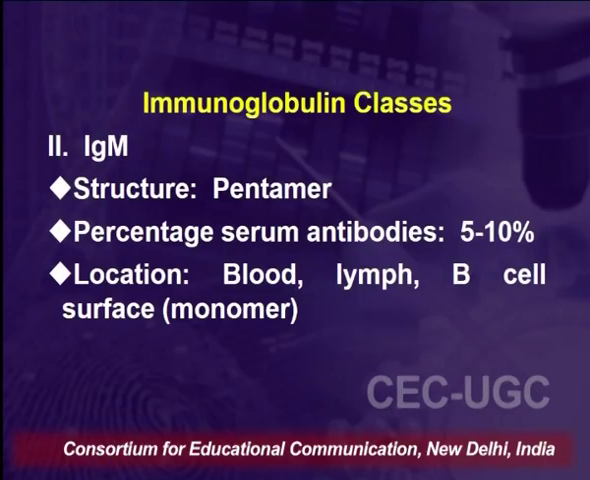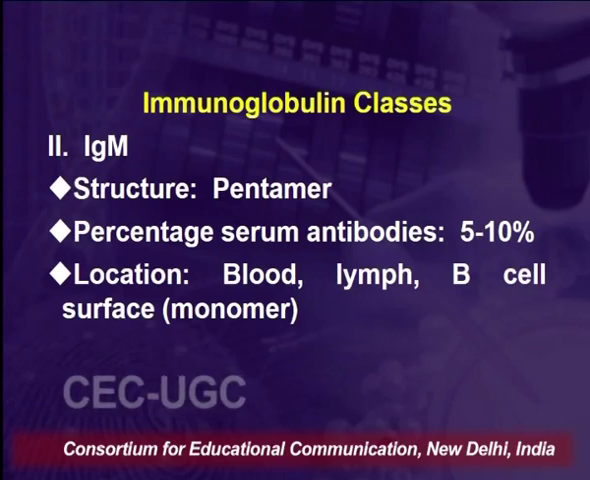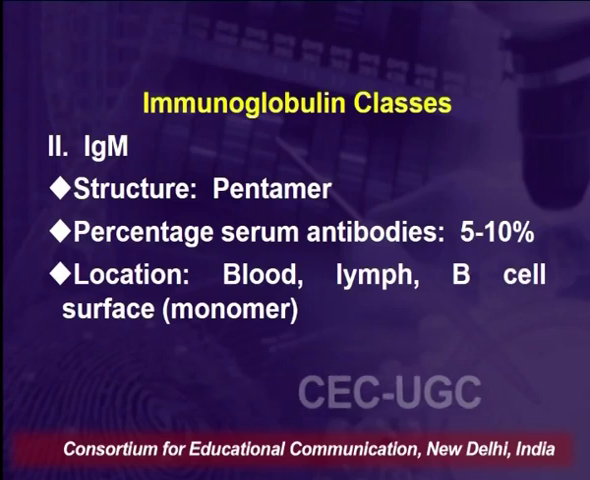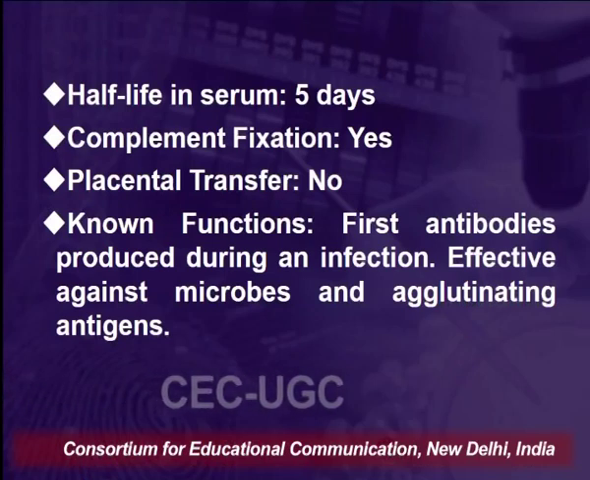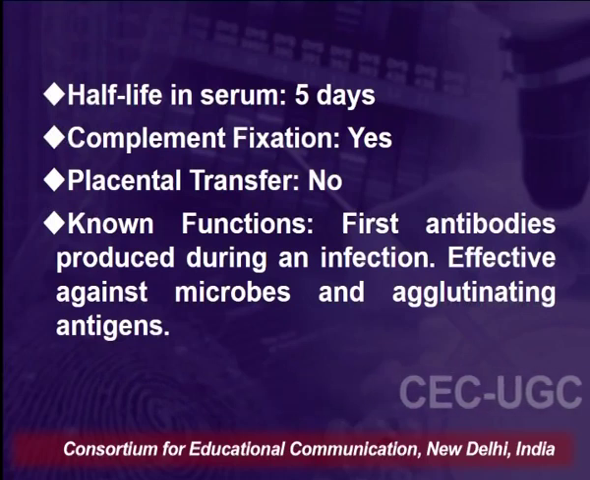Now, another class of antibody we have is IgM. IgG has a structure of monomer, but IgM has a structure of pentamer. The percentage of serum antibodies is 5 to 10%, and IgM is mostly found in blood, lymph, and on the B cell surface. Whenever IgM is found on the B cell surface, it is in monomer structure. Their half-life in serum is 5 days. They work in complement fixation, but IgM does not get transferred during placental transfer.